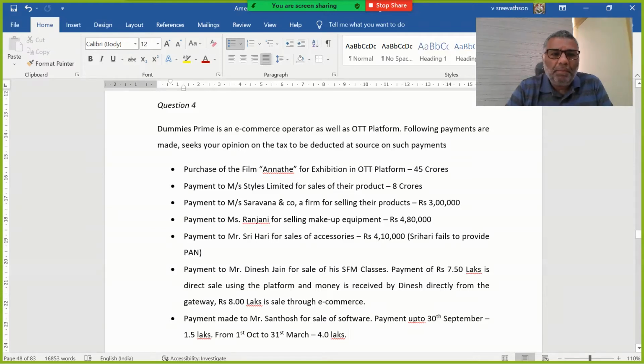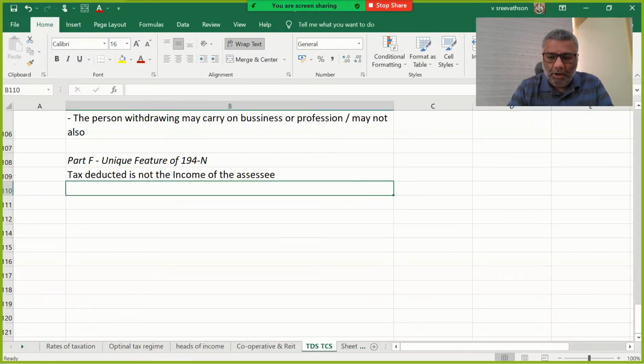Question number 4. Dummies Prime is an e-commerce operator as well as OTT platform. Following payments are made and seeks your opinion on the tax to be deducted at source. Purchased the film for exhibition in OTT platform, 45 crores. My dear friends, it goes to 194J. Sale, distribution or exhibition of films. The payment made is taxable. Now that royalty is taxable at 2%.